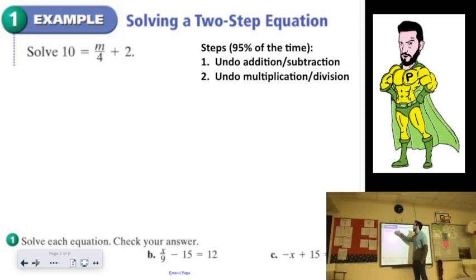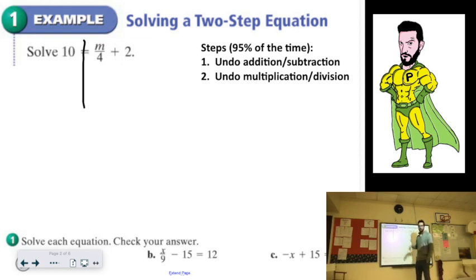So, 10 equals m over 4 plus 2. Now, I've seen kids do this, and I've recommended this before. You put a wall down the equal sign. If you change something on the right to throw off the balance, you do the same thing on the other side of that wall.